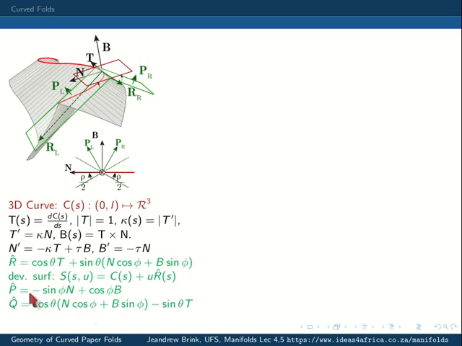And then you can go ahead and notice that p hat dotted with r hat is 0. Q hat dotted with r hat is also 0. And p hat dotted with q hat is 0. So you can just verify that directly. So r, p, and q are actually also an orthogonal triad of vectors.